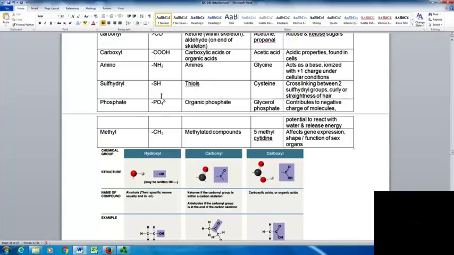Your sulfhydryl group is going to have a sulfur and a hydrogen. These are the thiols. An example would be the amino acid cysteine that would contain some of this. The cross-linking between the sulfhydryl groups can provide really strong bonds. You can find this in some of your harder tissues, and it can determine the curliness or straightness of hair.